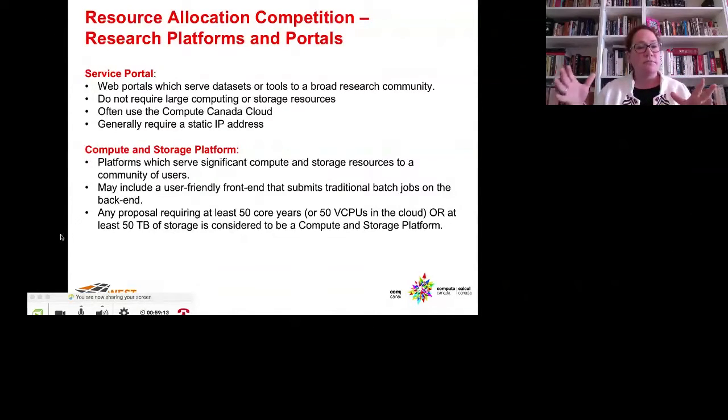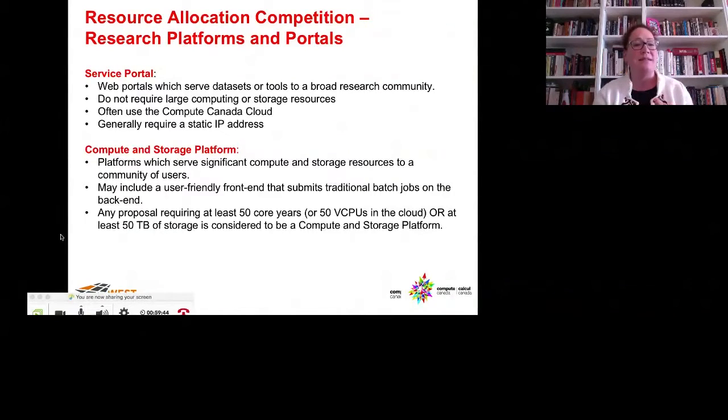So these are larger than the portals, 50 core years or 50 vCPUs, virtual CPUs in the cloud, or at least 50 terabytes of storage. So these are larger projects. If you want to apply for an RPP and you have no idea how many core years or virtual CPUs or storage, or even what those terms mean, come talk to someone because we can help.